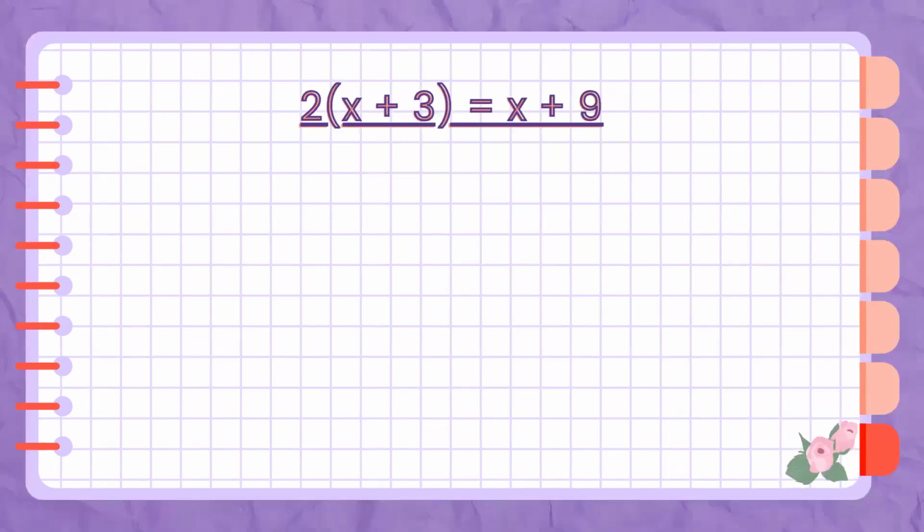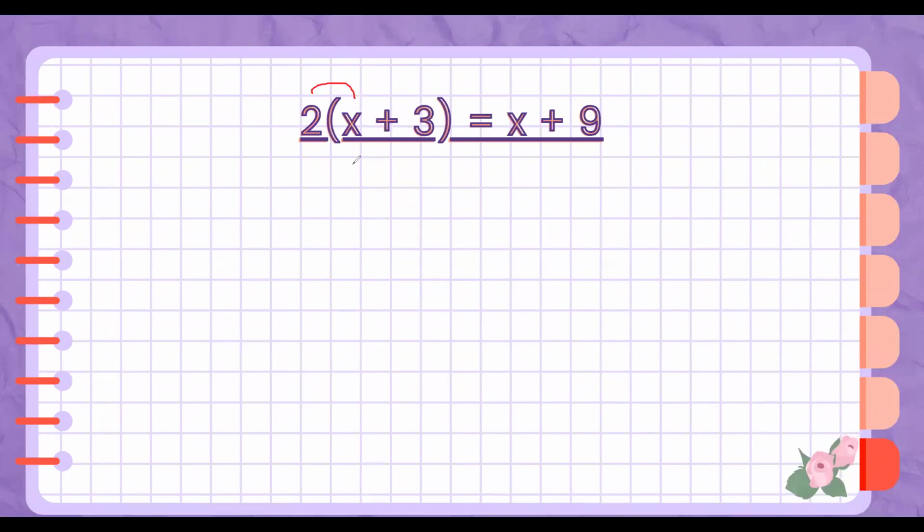2x plus 3 gives you x plus 9. So we have to apply the distributive property here. 2x, it will become 2x here also, and then 2 multiplied with 3, 6. So 2x plus 6 gives you x plus 9. Now, what are the like terms here? We simplified the brackets, and now what are the like terms? x and 2x are like terms.